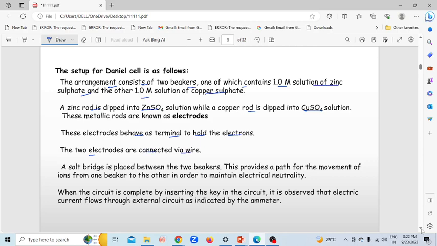Now again, one new term is salt bridge. The salt bridge is placed between the two beakers. This provides a path for the movement of ions from one beaker to the other to maintain electrical neutrality. Electrical neutrality means we do not build up any charge. So how is it possible?